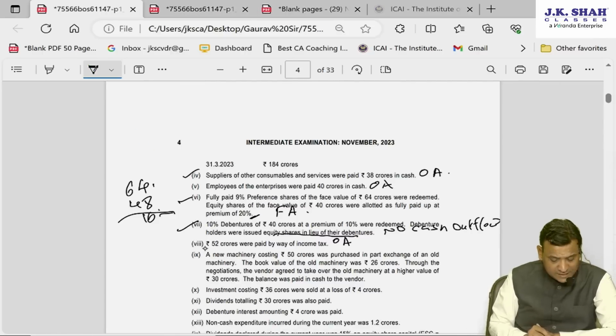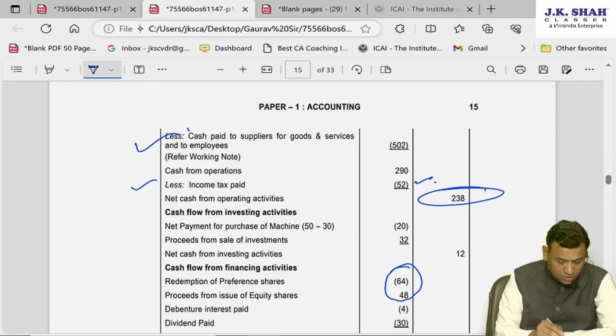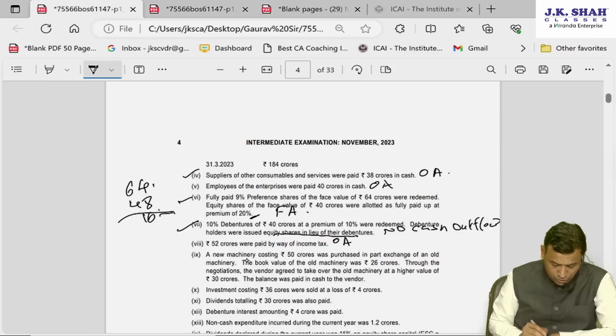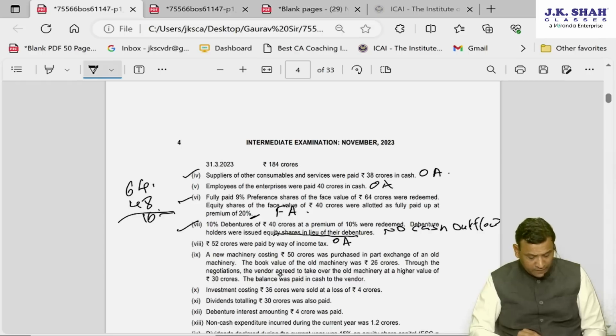₹52 crores was paid as income tax, operating activity. So here you have it, income tax, and then we get our net operating cash flows. Now a new machine costing rupees 50 crores was purchased in part exchange of old machinery. The book value of the old machinery was 26 crore. Through negotiation, the vendor agreed to take over the old machinery at a higher value of 30 crores. The balance was paid in cash to the vendor.